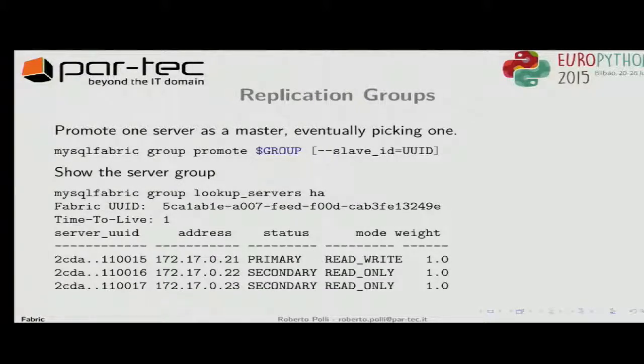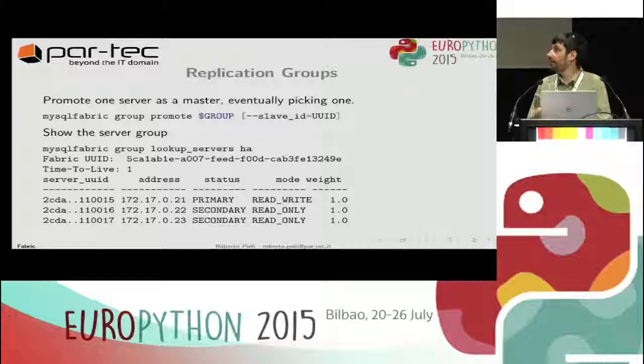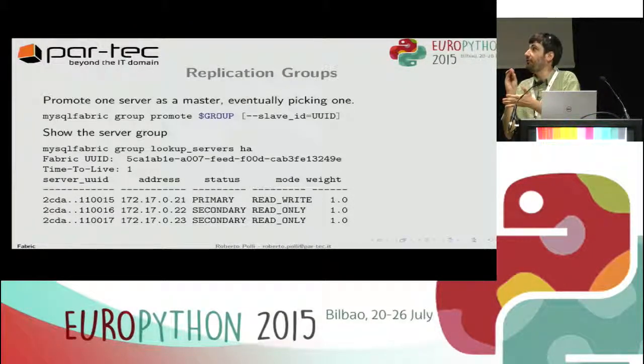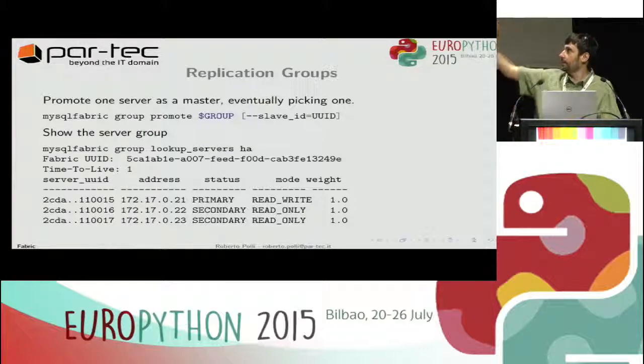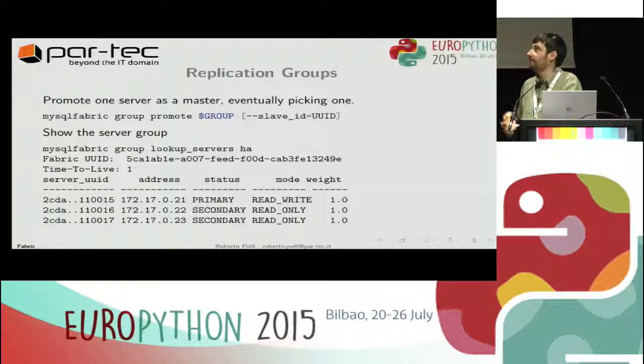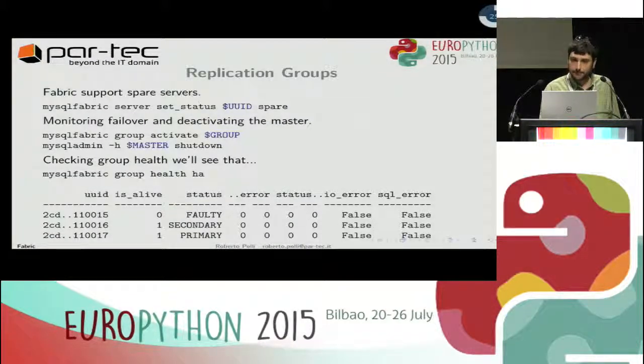You can even set a weight on the servers. So if you want most of the queries to go to the first one, you set a higher weight. Or if you want to test 5.7, you add one server with 5.7, you give it a lower weight so you don't disrupt your infrastructure.